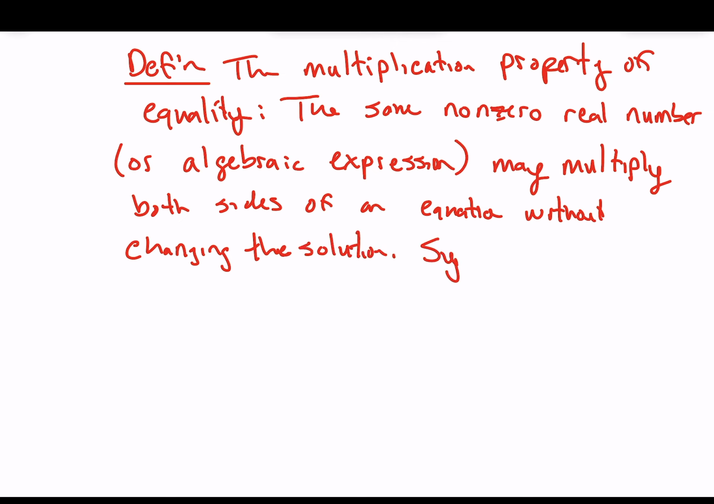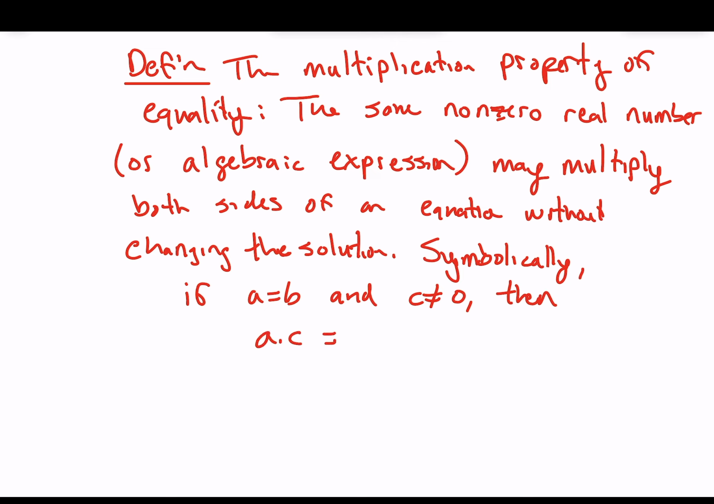And symbolically, we write if A is equal to B and C is not equal to 0, then A times C is equal to B times C. So in other words, we can multiply both sides of an equation by the same number as long as it's not 0, and it does not impact the solution of the equation. Let's try an example.